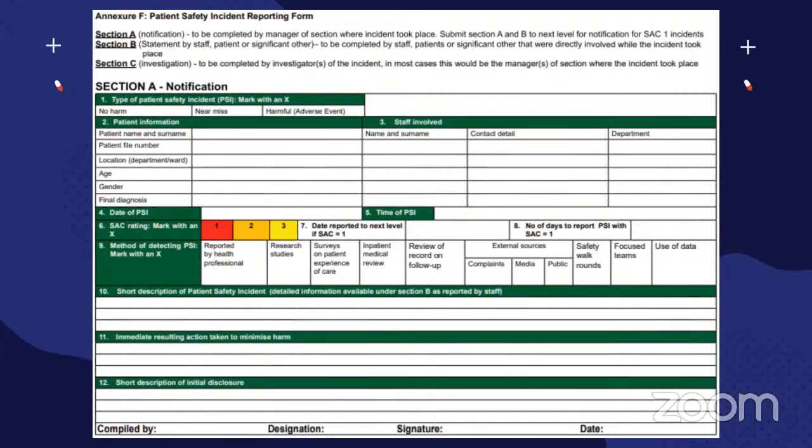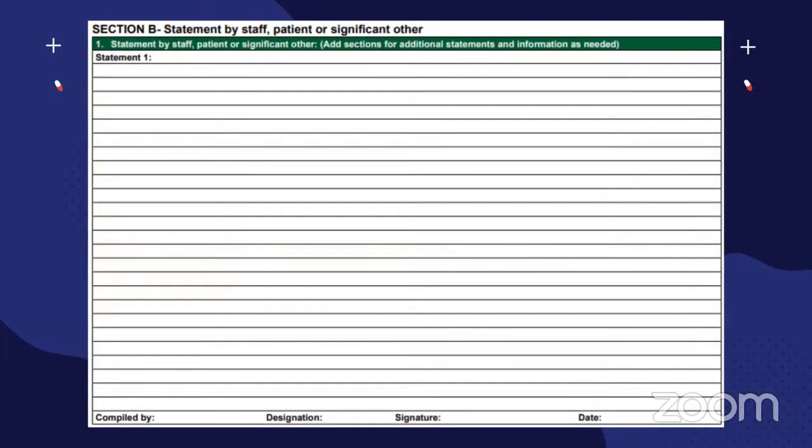This form needs to be filled out by as many people as possible relating to an adverse event. It has many demographics, as you can notice. And then next slide, please. It also shows that you should be detailing the incident details from your perspective and those of others. Next slide, please.